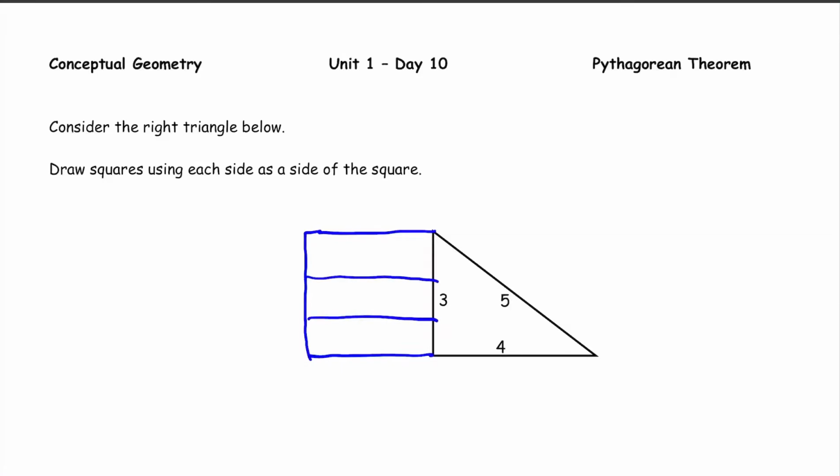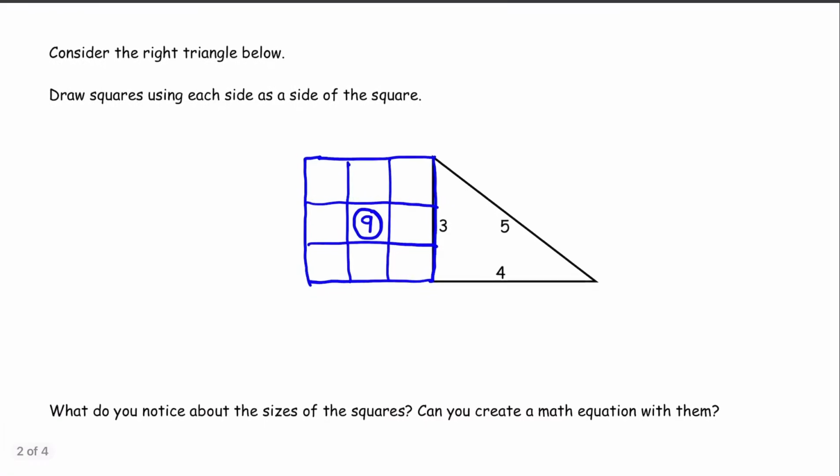I'm going to divide that up into blocks. So each side of the square is 3 blocks. So notice when I create that square, I have 9 blocks total. Okay, let's try that with the 4.